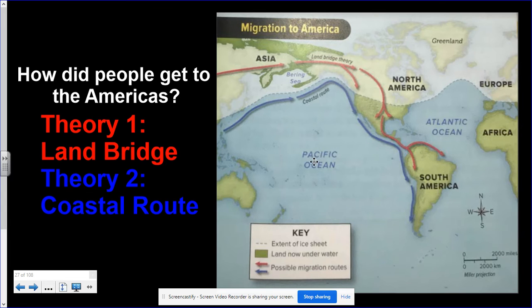Okay, so in your notebook, we don't have to obviously copy this entire map. What we want to focus on is the wordage over here. Okay, so you want to add the question, how did people get to the Americas? Because that's the overall topic. And what you're going to do, you can definitely write theory one, land bridge, but leave some space to jot down a few bullet points or a few thoughts that I'm going to talk about as far as what the land bridge theory is. And the same thing for theory two. You're going to want to write theory two, coastal route, but you're going to leave some space underneath in order to jot down some things that go with that theory.